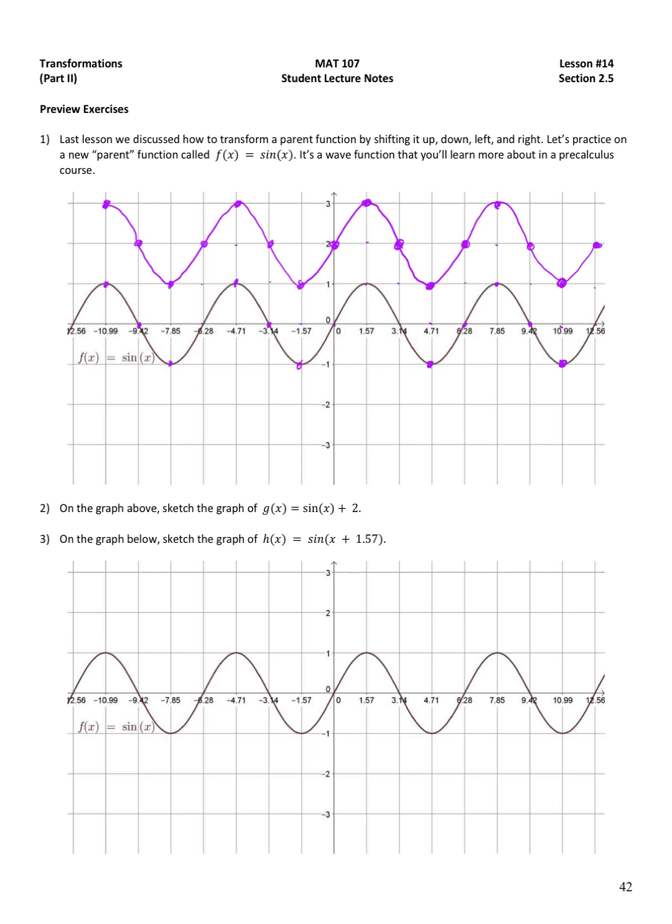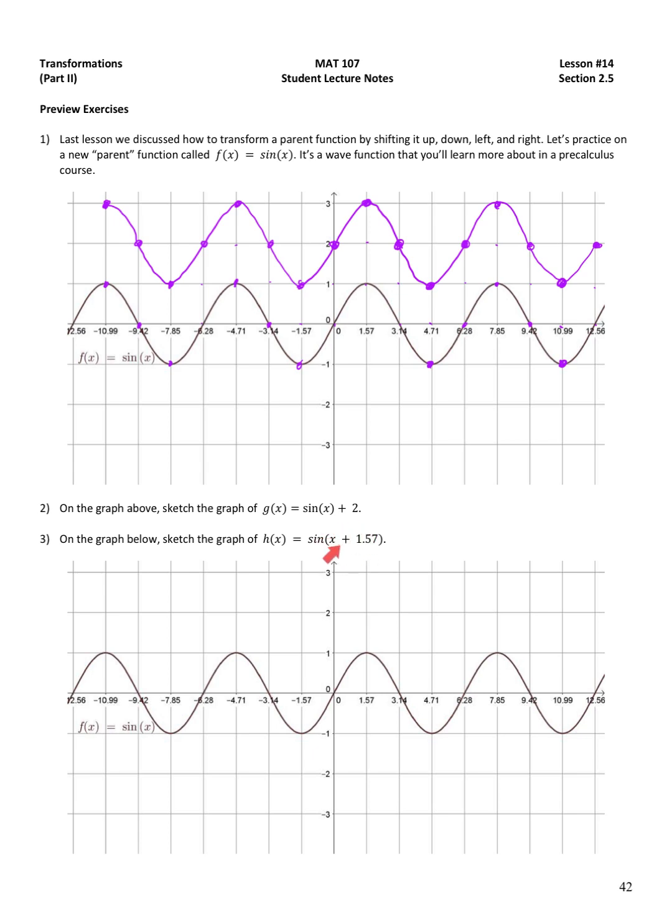Okay, so for this next one, we want to sketch the graph of h of x, which is the sine of x plus 1.57. So this is an inside function change. So this plus 1.57 is in the parentheses. So it's a change to the input value, which means it is a horizontal transformation. Plus is a shift, left or right.